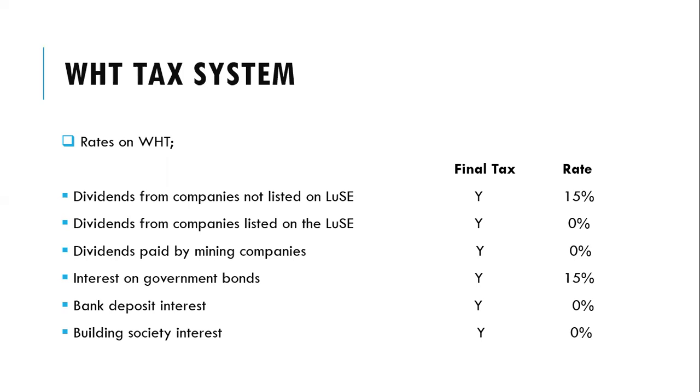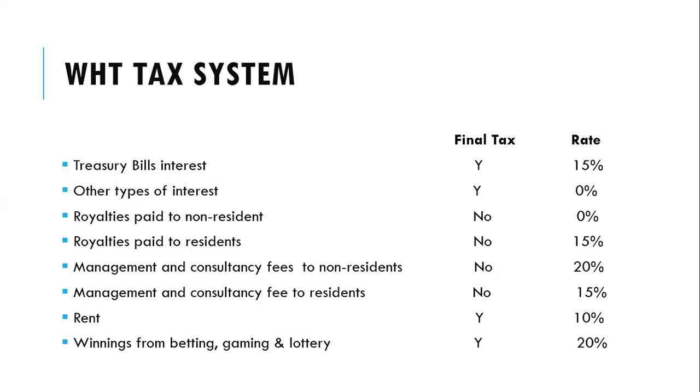Then bank deposits, is it the final tax? Yes. What's the rate? 0%. Building society interest, is it the final tax? Yes. What's the rate? 0%. So you need to know these percentages. Then treasury bills, is it the final tax? Yes. What's the rate? 15%. Other types of interest, is it the final tax? Yes. What's the rate? 0%.